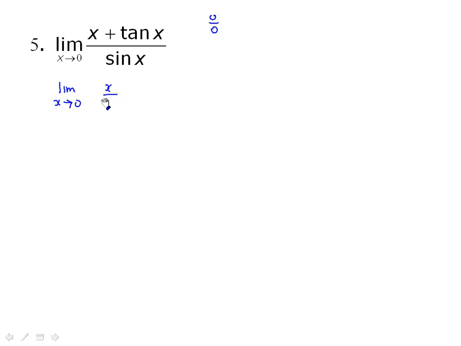So x over sine x plus tan x over sine x. So those are two separate limits, actually. But x over sine x is nice because that is just 1. And then if we do the algebra on the tan x over sine x, that's sine x over cos x divided by sine x, so times 1 over sine x, is 1 over cos x.